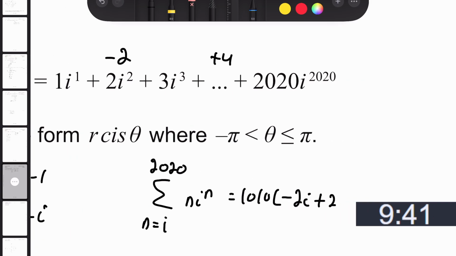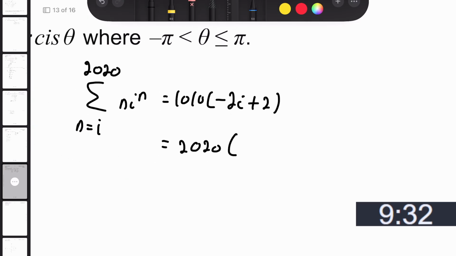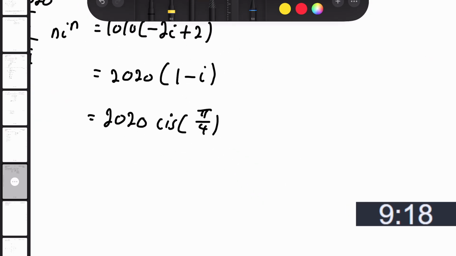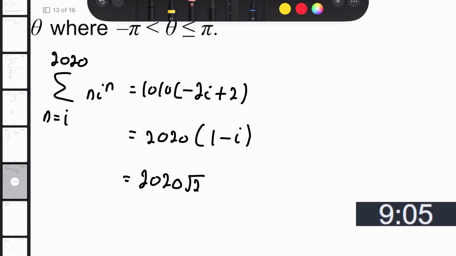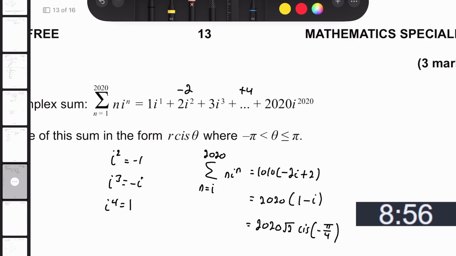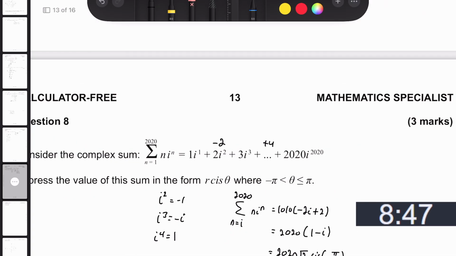So again, every 2 I'm adding 2, so it's going to be equal to 2020 of 1 minus i. So will it just be 2020 cis of pi on 4? Negative pi on 4. Maybe? Now 2020 square root of 2 cis of negative pi on 4. I believe so. I actually think I might be onto that. Pretty happy with that one.